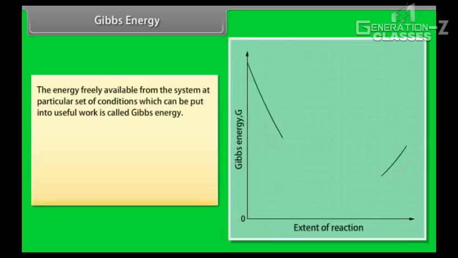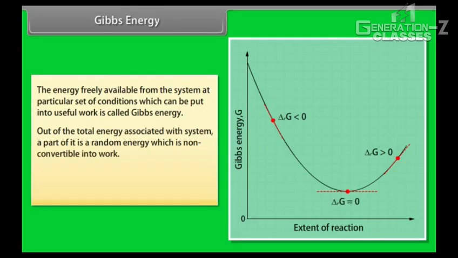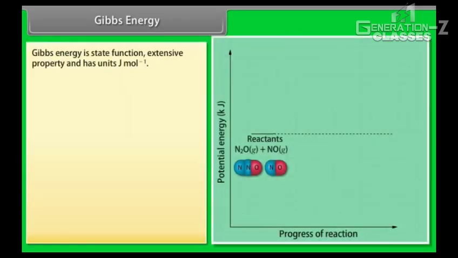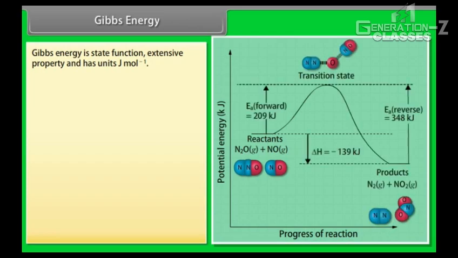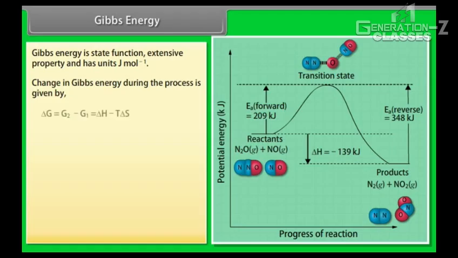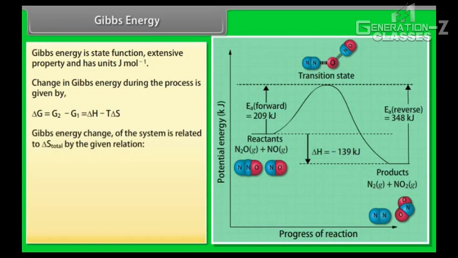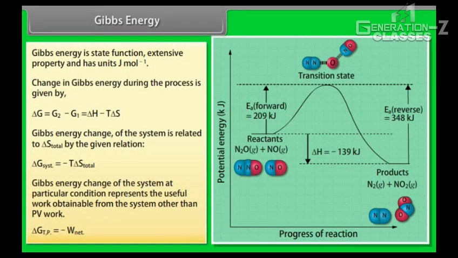Gibbs energy. The energy freely available from the system at a particular set of conditions, which can be put into useful work, is called Gibbs energy. Out of the total energy associated with a system, a part of it is random energy, which is non-convertible into work. The Gibbs energy can be represented as G equals H minus TS. Gibbs energy is a state function, an extensive property, and has units joule per mole. Change in Gibbs energy during the process is given by G2 minus G1, which is equal to delta H minus T delta S. Gibbs energy change of the system is related to delta S total by the given relation: delta G of system is equal to minus T delta S total. Gibbs energy change of the system at a particular condition represents the useful work obtainable from the system other than PV work.